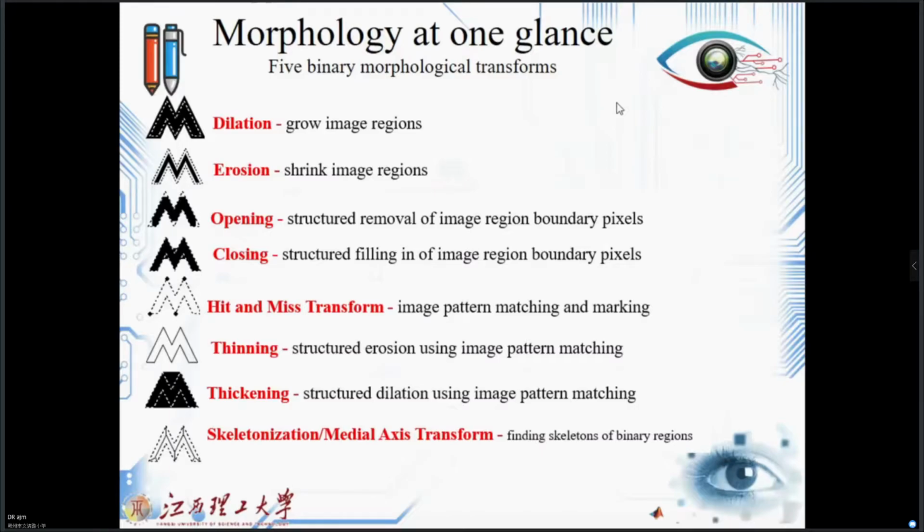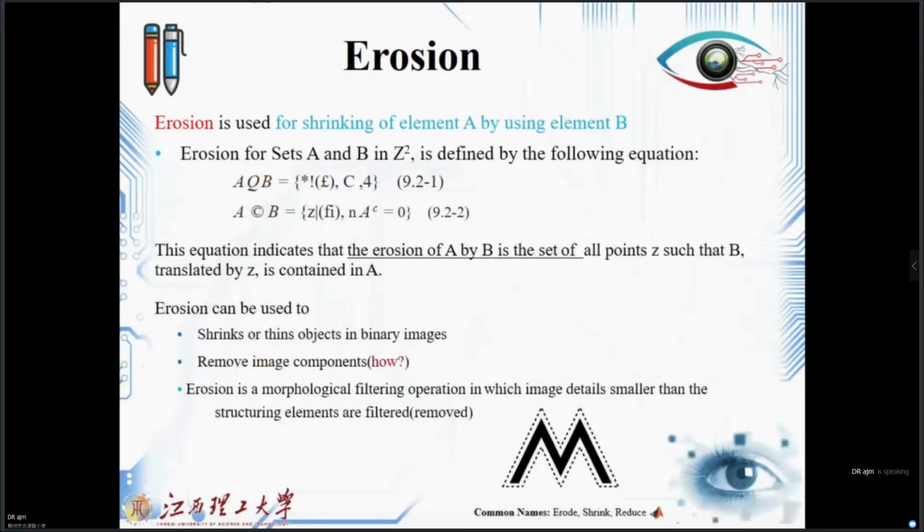now we will go to see them one by one, and also have the observation and comparison between these parts. First is erosion, which is used for shrinking of elements A by using elements B. I brought one image at the end of this page. You will see that erode, shrink, and reduce are the parts or actions of this concept.